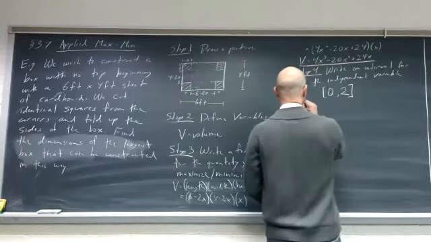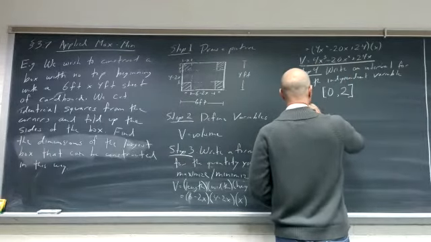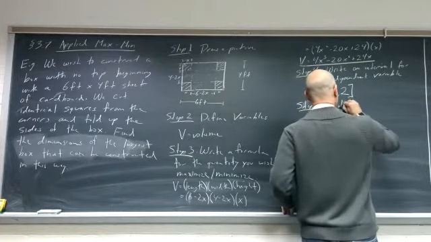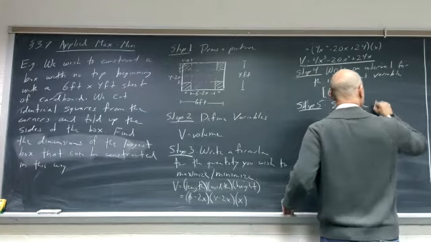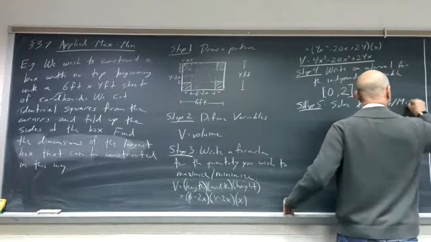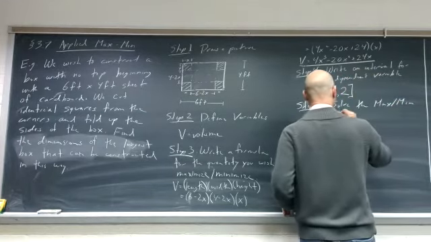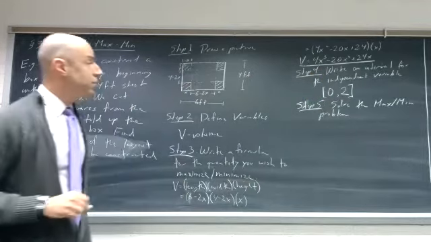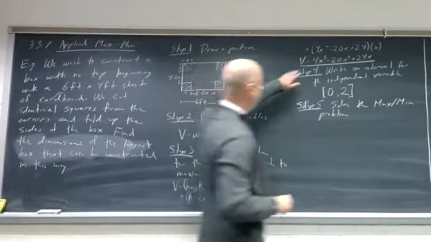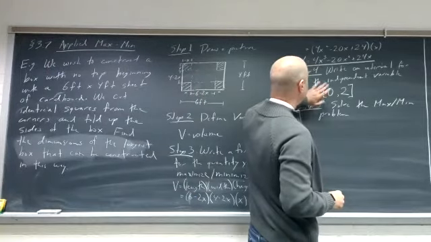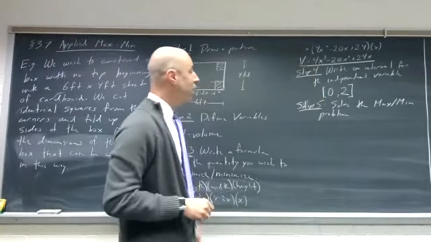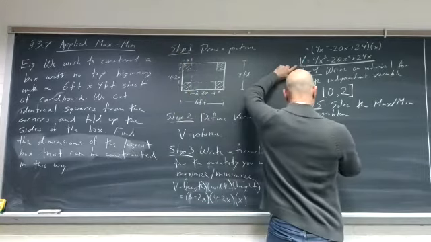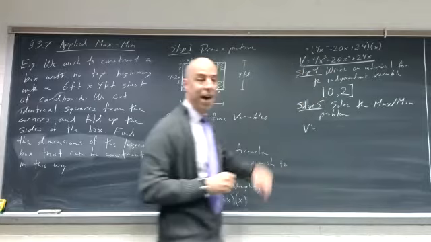So step 5, solve the max-min problem. In this case, it's a maximum problem. So you know exactly what to do. We have this function, we have this interval. Let's go ahead and solve this problem. The first step, as you know, is take the derivative of the original function, so v prime. Go ahead and take the derivative of that.